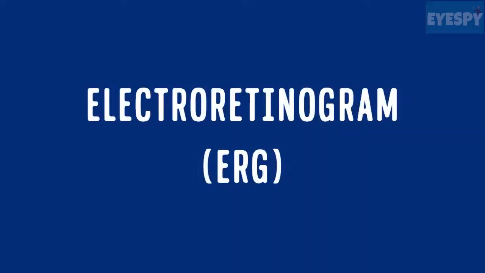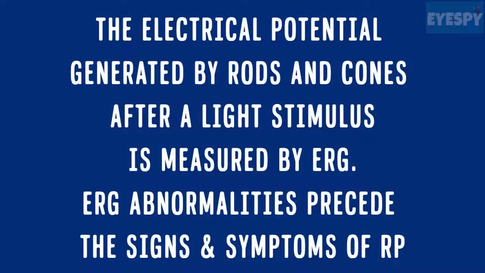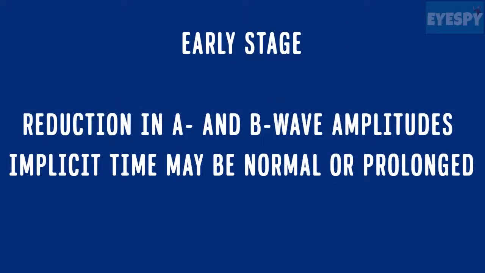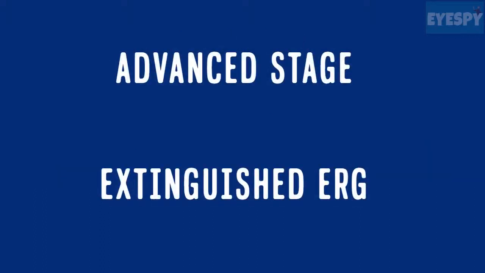ERG is essential in the diagnosis of RP. It measures the electrical potential generated by rods and cones after a light stimulus. There is a reduction in A and B wave amplitudes, though implicit time may be normal or prolonged, in the early stages. Patients with advanced disease have a non-detectable ERG.